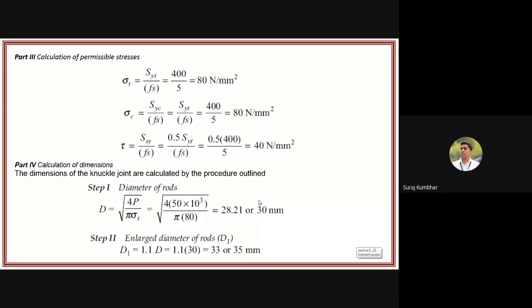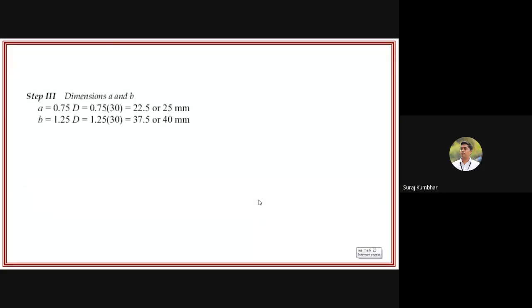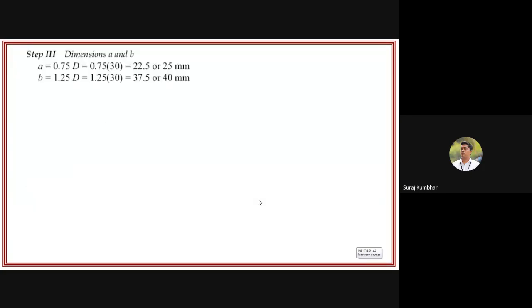Now the next, step 3. Now we have to find out the dimensions A and B. Already we have seen the empirical relationship to find A and B, where A is equal to 0.75 times D and B is equal to 1.25 times D. Just put the D value, you will get the A and B dimensions. So A is equal to 25 mm and B is equal to 40 mm. This is based on the empirical relationship.